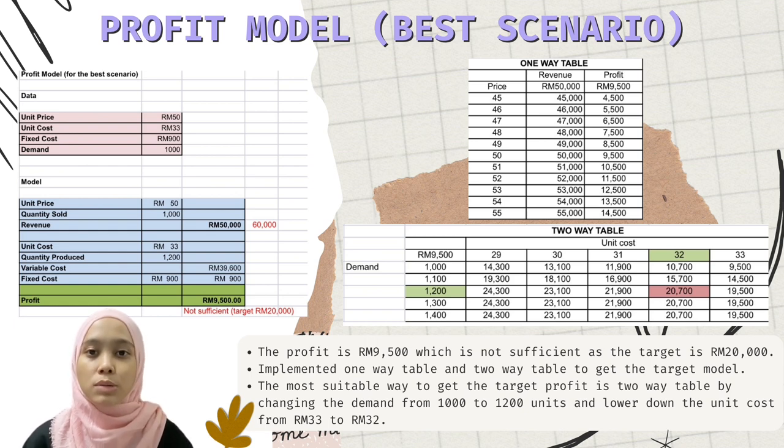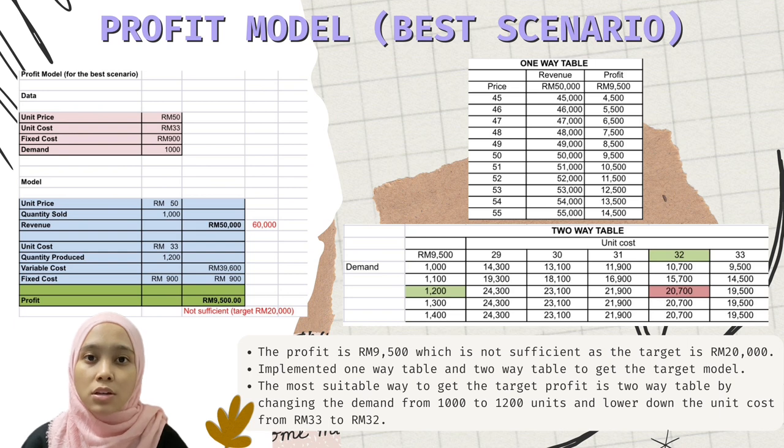So, the most suitable way to get the target profit by using the 2-way table is by changing the demand from 1,000 to 1,200 units, and also lowering the unit cost from RM33 to RM32. Therefore, the profit that we'll get is RM20,700.